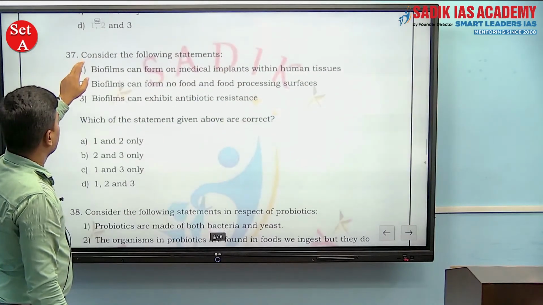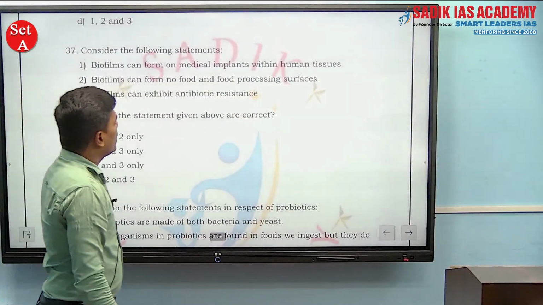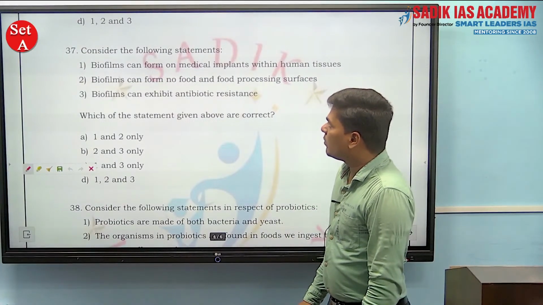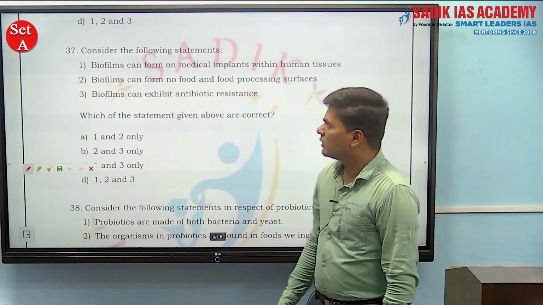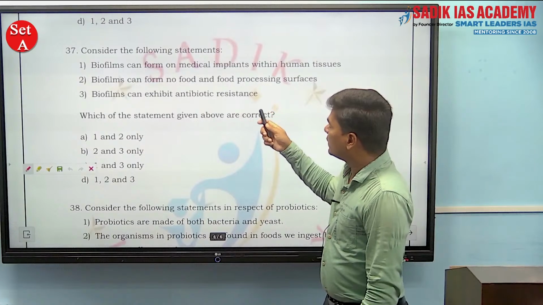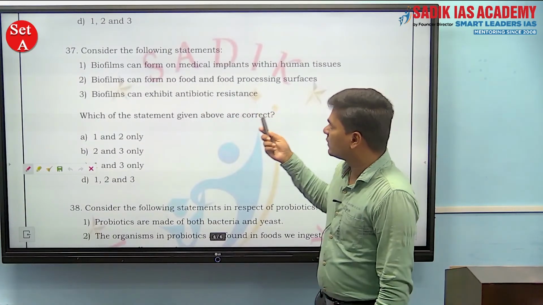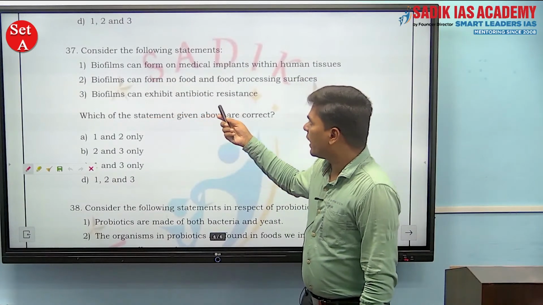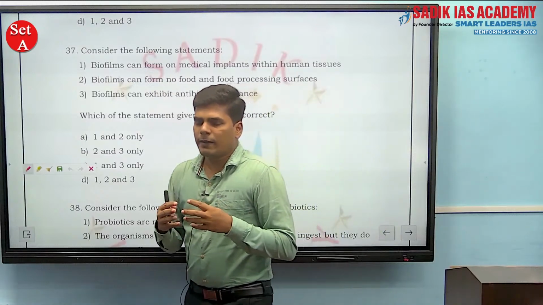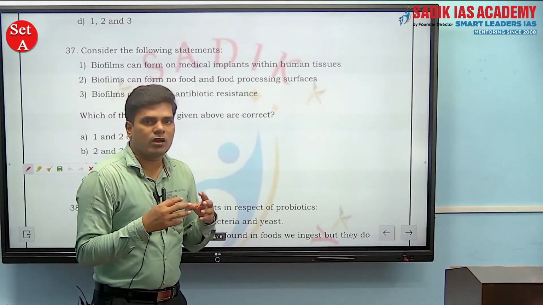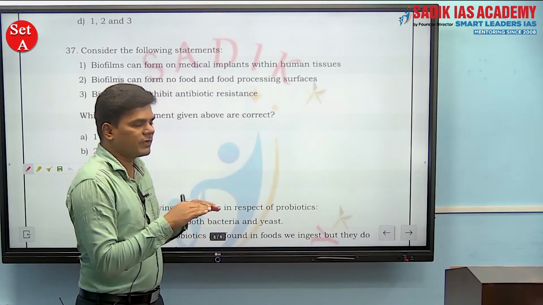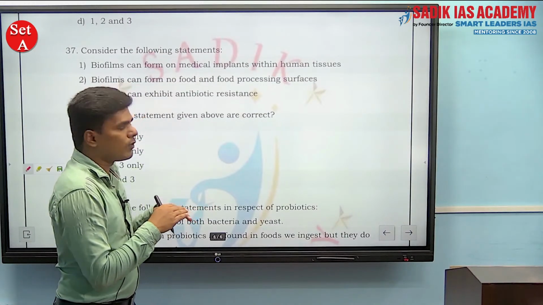Question number 37: consider the following statements about biofilms. Biofilms can form on medical implants within human tissues. Biofilms can form on food and food processing surfaces. Biofilms can exhibit antibiotic resistance. So what are biofilms? Biofilms are formed by a cluster of microorganisms where the cells are sticky, they combine together and form a surface kind of thing. So that is what biofilms are.